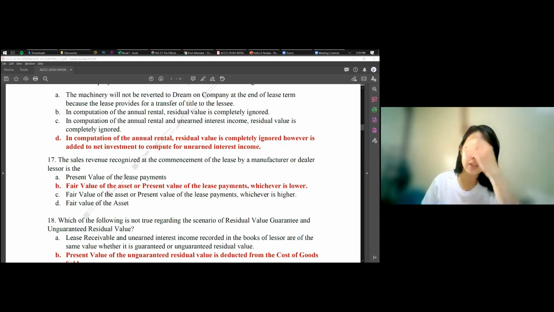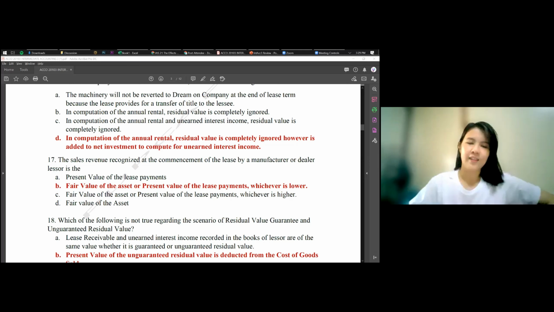Kasi if ever, just imagine if the fair value is higher, pero ang recognize natin ay fair value, then we might be bloating up our sales revenue. So that is to avoid further issues, or parang para hindi magmukhang minamanipulate natin yung sales natin, binobloat natin in order to make it more appealing to the investors. So I think that's the purpose of this provision kung bakit lower siya.